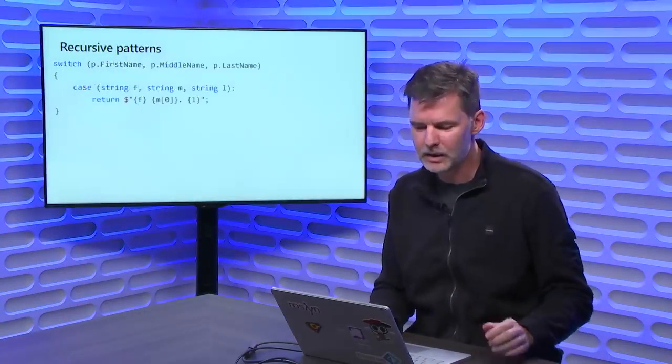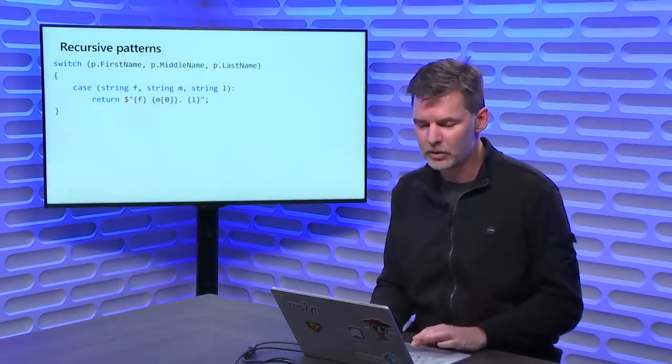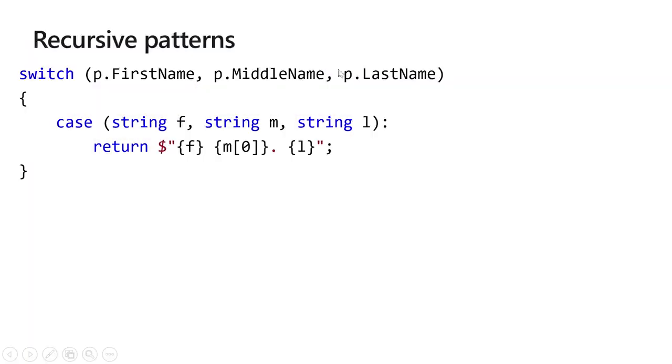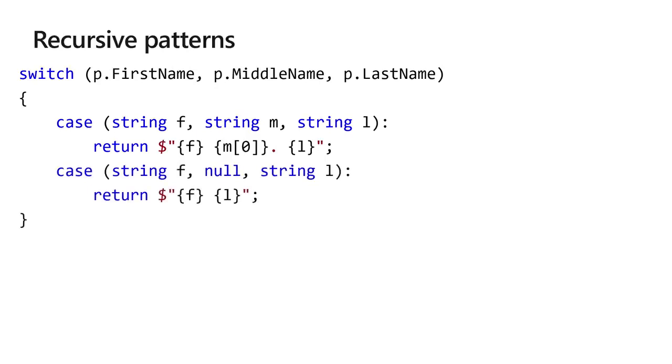And you can now do that using what we call recursive patterns. So I'm switching over a tuple of the 3 strings here. And then in my cases, I can put a pattern that also looks like a tuple. We call this a tuple pattern. But inside of it, it has other patterns, which are then used to match against the elements of the tuple. So here I'm matching where there are non-null strings. And here's the case for matching when the middle one is null.